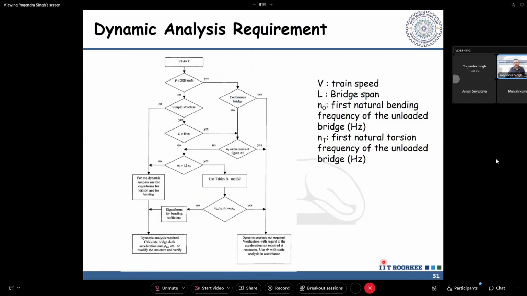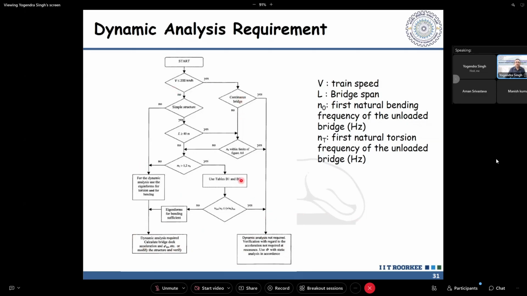Now, as we saw, in case of smaller velocities, the dynamic effect of the moving load is small. And Eurocode provides a flow chart in which we can decide in which case the dynamic analysis is needed. Generally, if we follow this chart, up to 140 to 160 kilometers per hour, the static behavior may be okay. Dynamic analysis may not be required. But for higher speeds, the dynamic analysis may be required.